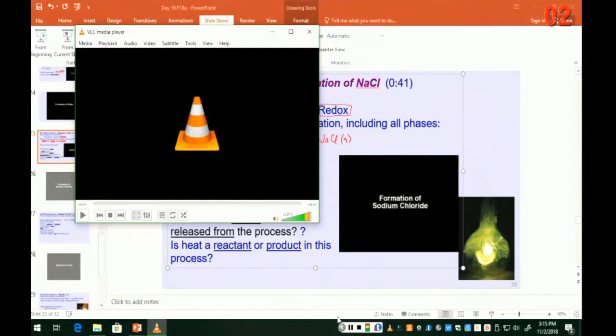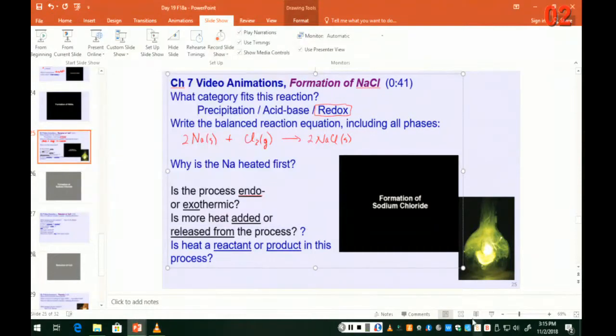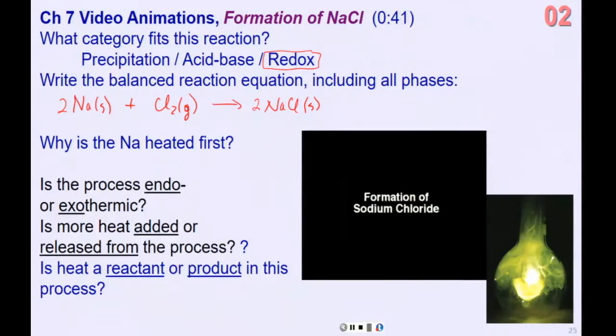All right, that was a brief video. So let's go back to our screen and write in some answers. So the sodium has to be heated first to melt the sodium. And it also has to do with providing activation energy. It provides enough energy to make it go. The energy of activation is always needed to get a process started.